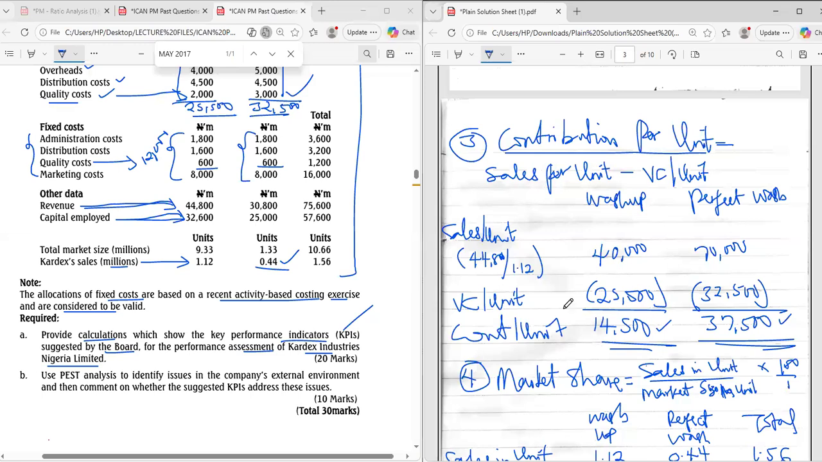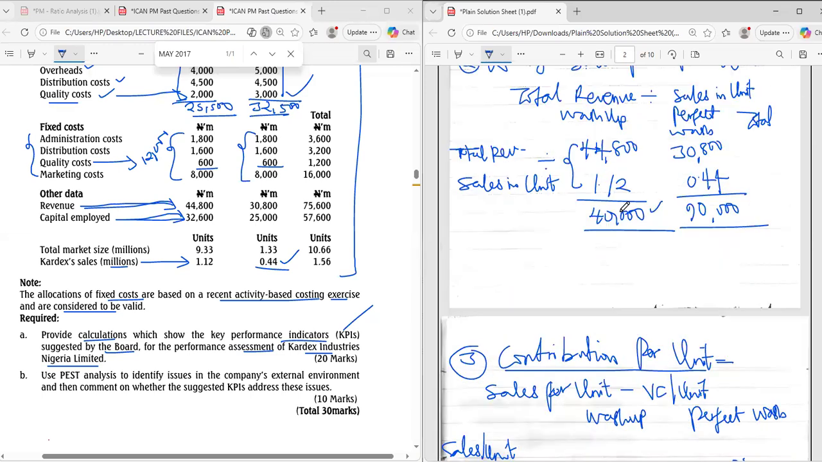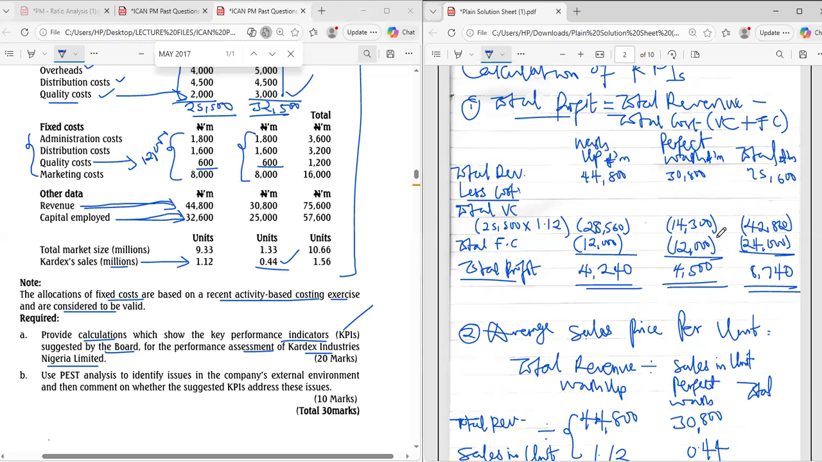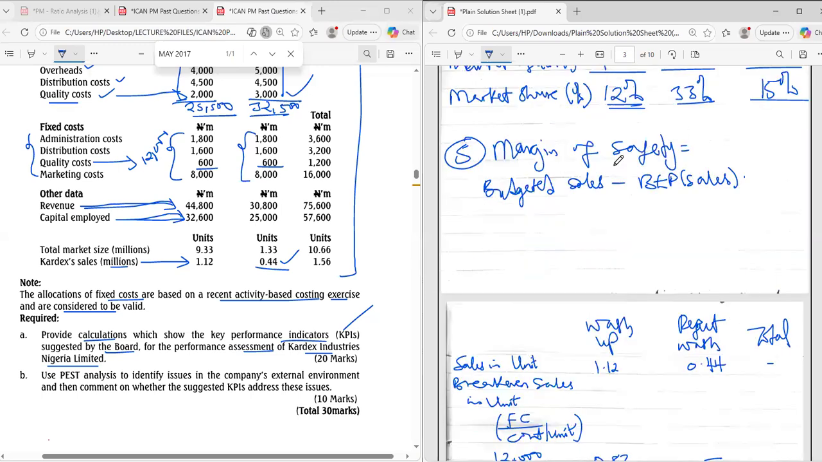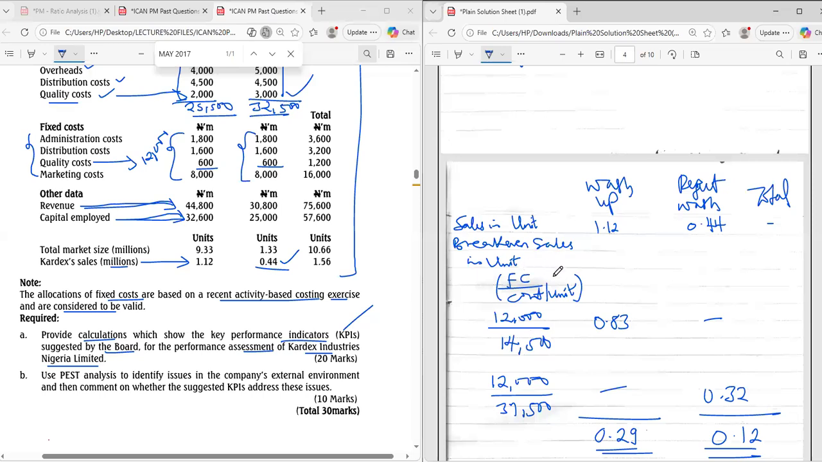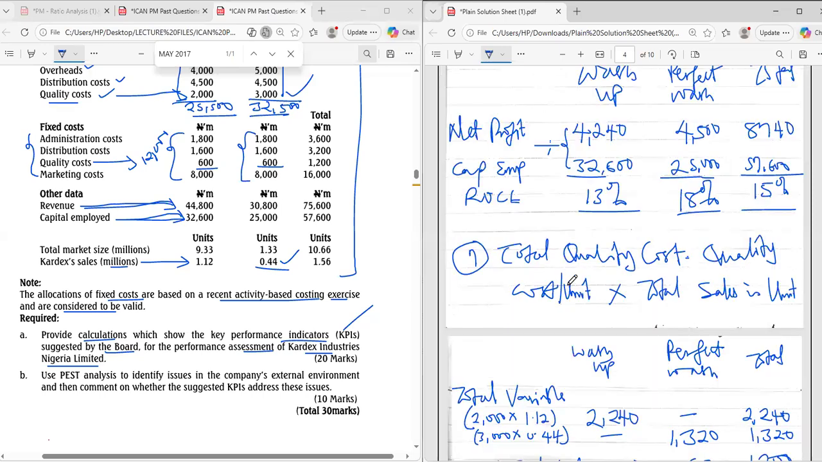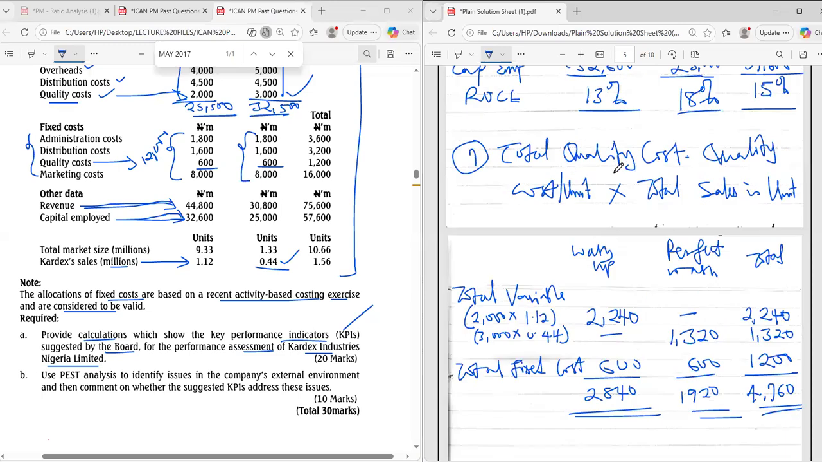But determine sales per unit, all those things you already know. Contribution per unit, average sales price per unit, total profits, they are things you know. Margin of safety: if you do CVP, you will know margin of safety. Then ROCE, return on capital employed, you already know. Then it's only this quality cost. Check your PM material, you will see quality cost as a topic. Do you know that? Yes, sir. Okay, so these are the things they want you to calculate. Is there any question? That is the end of my class.